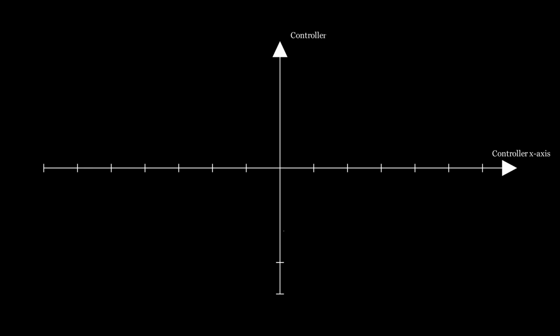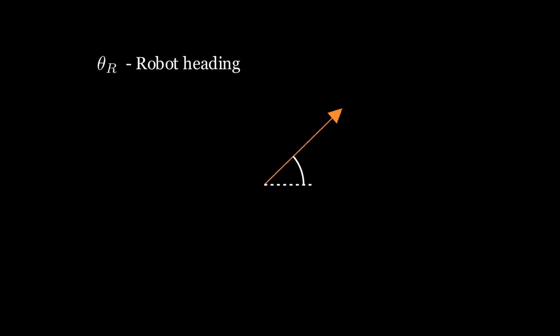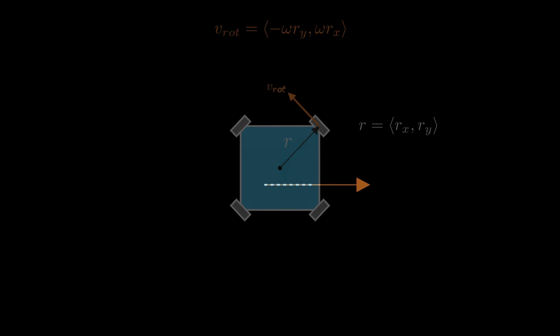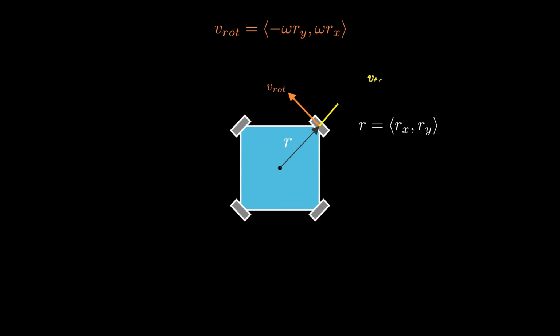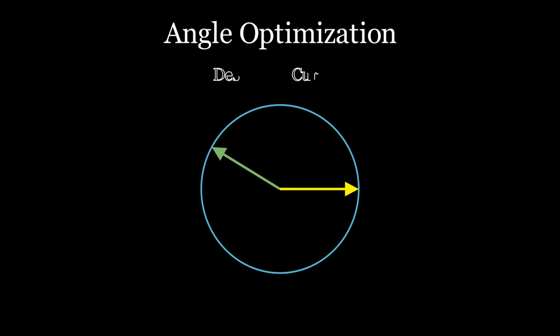To summarize, the process starts with the driver's translational and rotational commands. The translational input is first transformed into the robot's coordinate system using the heading. Then, this robot relative velocity vector is combined with the robot's angular velocity to generate an individual vector or module state for each swerve module. Finally, this module state is optimized to minimize rotation using the approach outlined at the start of the video.